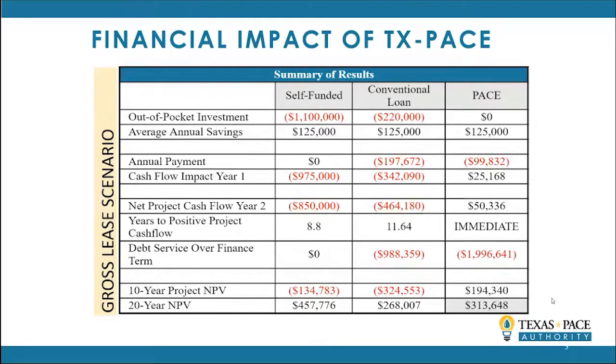And then on the right, we have PACE. As you can see with the top line, the out-of-pocket investment with PACE is 100% upfront financing, so there is no out-of-pocket investment there. Your average annual savings, because the project is the same, will be the same across the board. What I would like to draw your attention to is your cash flow impact in year one. PACE is the only option with an immediate positive cash flow. And so with this, you're able to get that return on investment that is cash flow positive and allows the property owner to then take the extra money and invest it where it makes the most sense in the building.